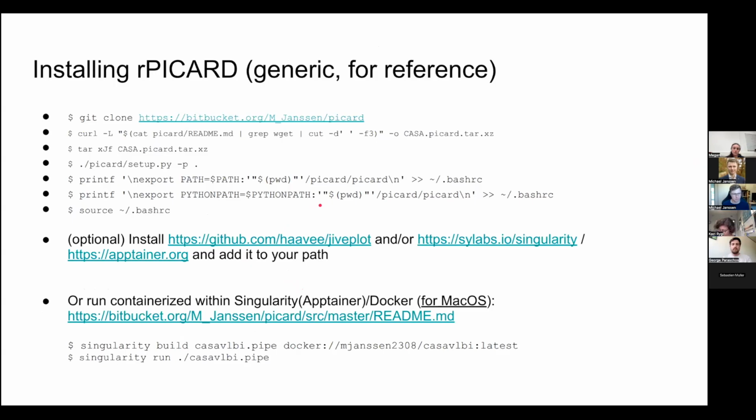This is mainly for reference. Slides will be uploaded later, so you can follow these steps in detail. This is how you can install the pipeline. You can just git clone the repository. Then in the README, there's a link to a specific CASA version that the pipeline uses.